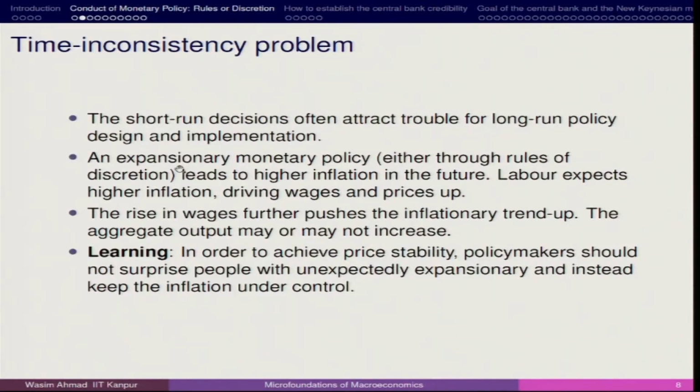The short run decisions often attract trouble for long run policy design and implementation. For example, suppose the central bank has gone for an expansionary monetary policy stand. During COVID-19, we find that most of the central bankers have gone for decreasing the nominal interest rate, and this has resulted in higher speed of monetary transmission, resulting in higher inflation in most of the cases. But this is also backed by the shortage in the supply of the items that are required. So, maybe the supply of goods and services is not up to the mark because of the COVID-19 impact.